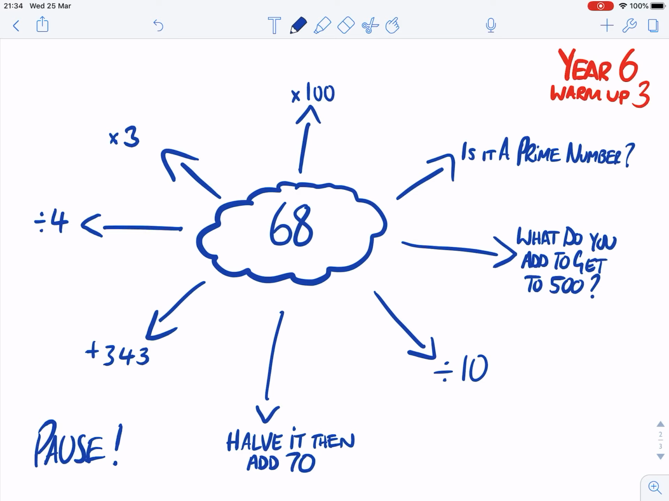Okay, great. So if we go through the answers now, I'll change the colour of my pen. So starting at the 12 o'clock position, if I multiply 68 by 100, I get 6,800. Is it a prime number?